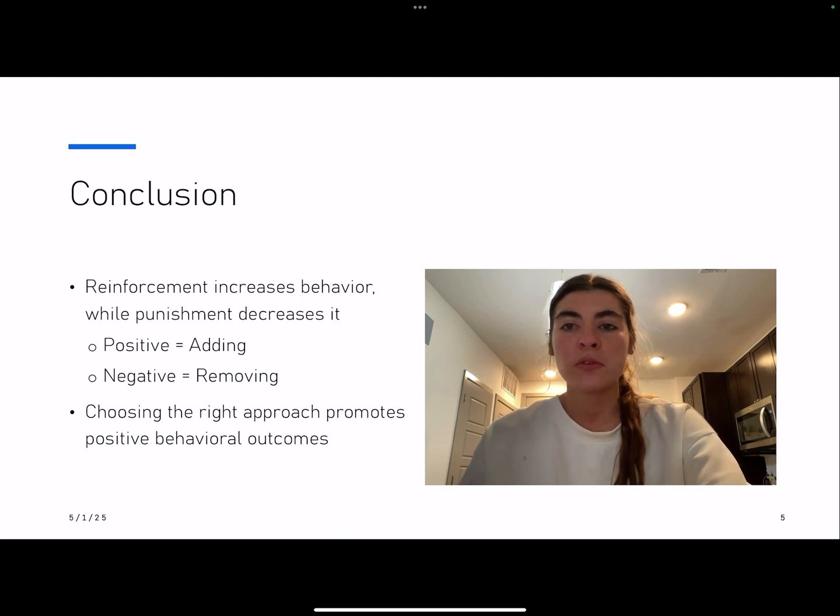In our field, we really like to individualize these interventions based on the individual, just so that we can promote the best outcome possible for everyone.